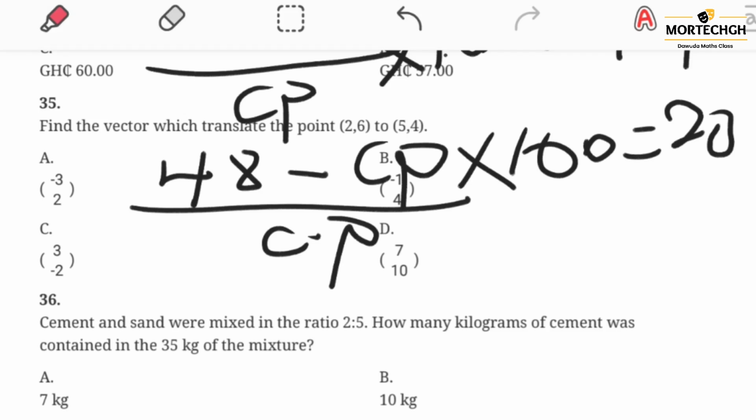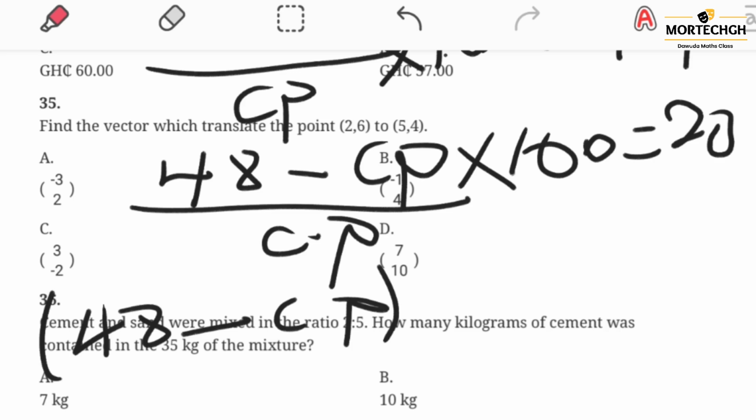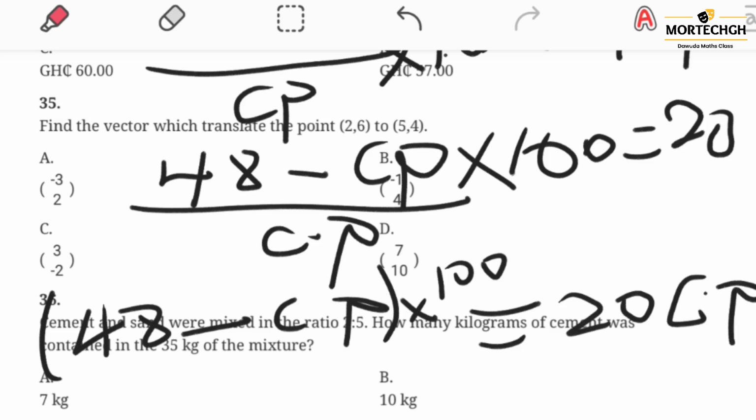Now here we can multiply both sides by cost price. So we now have 48 minus cost price, times 100, to be equal to 20% CP. That's the cost price, right? If you multiply both sides by cost price, the cost price will cancel, leaving 48 minus cost price times 100. This is equal to 20% of cost price.